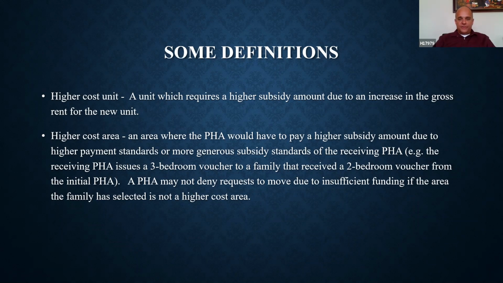One example of this might be a case in which a receiving PHA issues a 3-bedroom voucher to a family that would have received a 2-bedroom voucher, or did receive a 2-bedroom voucher, in the initial PHA's jurisdiction. One thing to emphasize here is that a PHA may not deny a request to move due to insufficient funding if the area the family has selected is not a higher cost area.